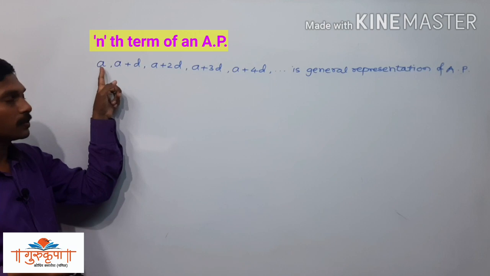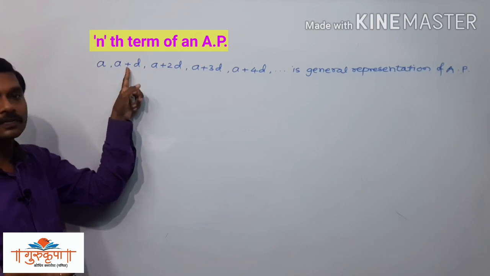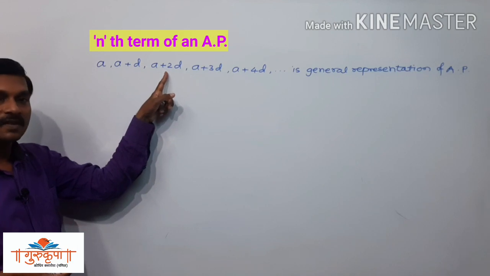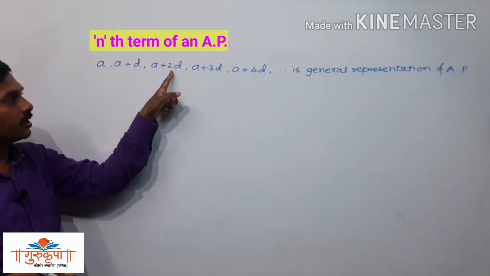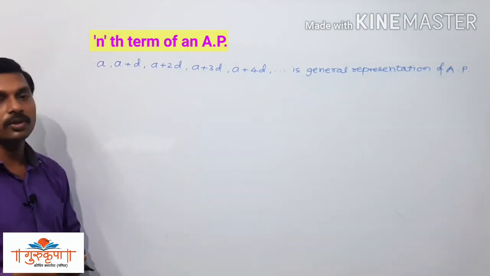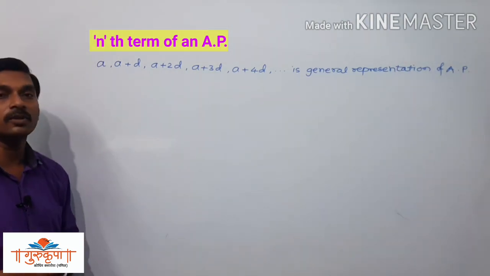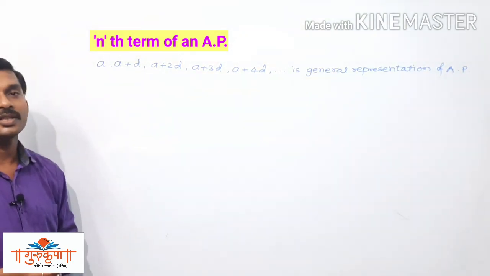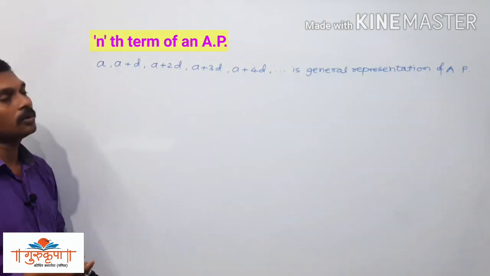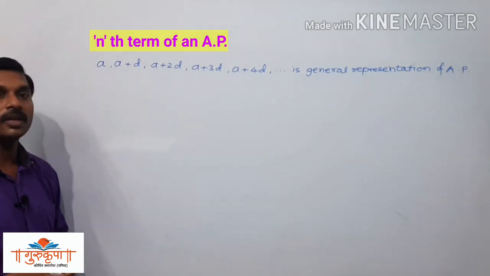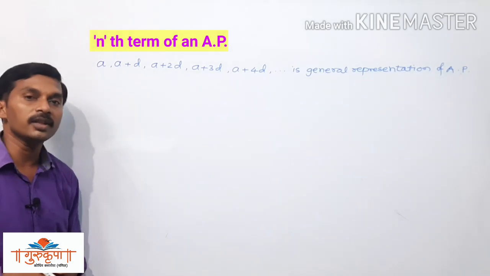Adding common difference to the first term we will get the second term, adding common difference to the second term we will get the third term, then adding d to the third term we will get the fourth term and so on. So here how we will get the nth term of that AP? Nth term means the last term you can say, but it is impossible to say the last term, so it is represented as Tn, or you can say it as the general term of an AP.